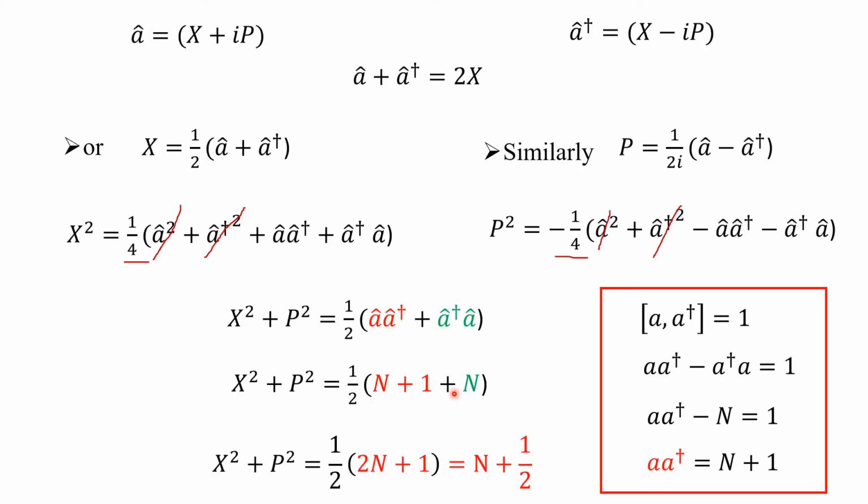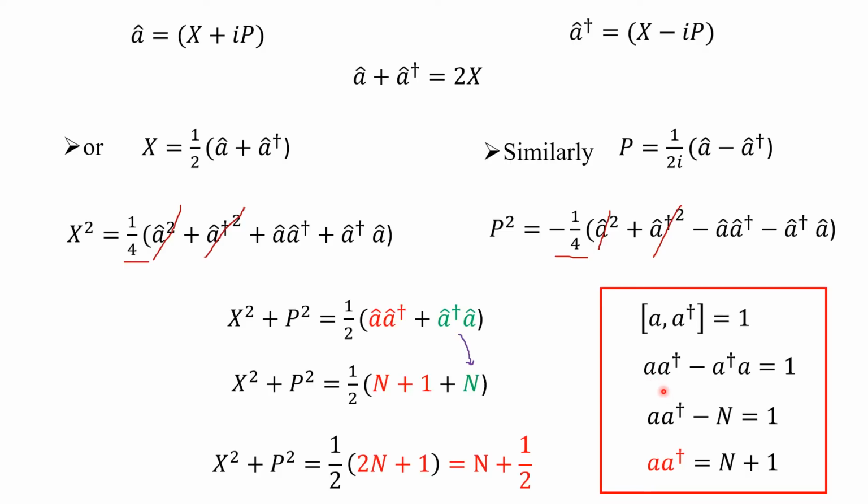So now you can see the green color bond, that is A dagger A. A dagger A is called the number operator, N. We will see in a couple of minutes why it is called the number operator. Then, what about A A dagger? We know the commutation relation: the commutation of A with A dagger is equal to 1. We have seen it. So the commutation is nothing but A A dagger minus A dagger A, which is equal to 1.